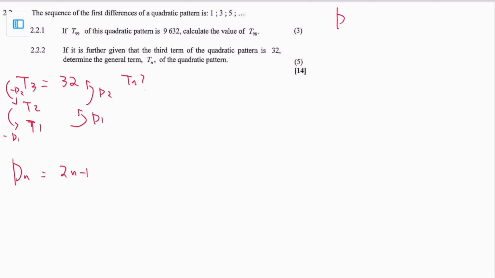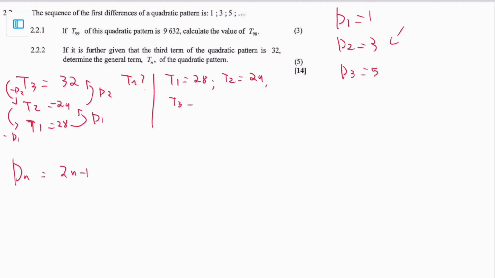So we are actually given these values. D1 equals 1, D2 equals 3, D3 equals 5. So 32 minus 3 is going to give you 29, and 29 minus 1 is going to give us 28. So at the end of this, we know that T1 is equal to 28, T2 is equal to 29, and obviously what they gave us, T3 is equal to 32.